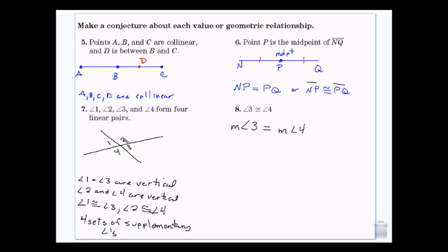I could say that I have 4 sets of supplementary angles. These would all be valid conjectures. You wouldn't have to list all of them though. And then knowing that angle 3 is congruent to angle 4 doesn't really tell me much other than that their measures are equal, because I don't have enough information to really draw a picture and know what it is.